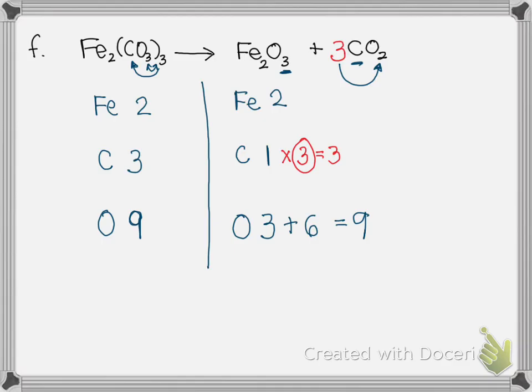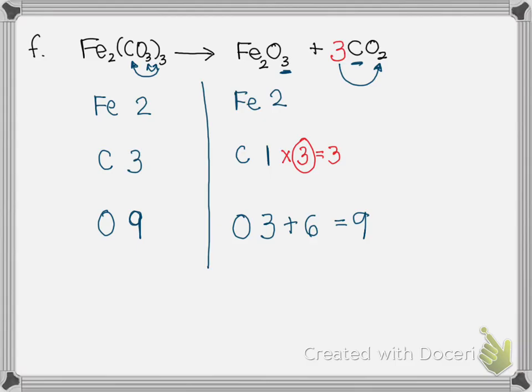So then evaluating it, we have 2 iron on both the reactant and product side. I see 3 carbon on the reactant side, and because I put the 3, 3 carbon on the product side. I see 9 oxygens on the reactant side, because 3 times 3. Then on the product side, I see 3 oxygens in the first one, and I add that to 6 oxygens on the second one. And so it's balanced.